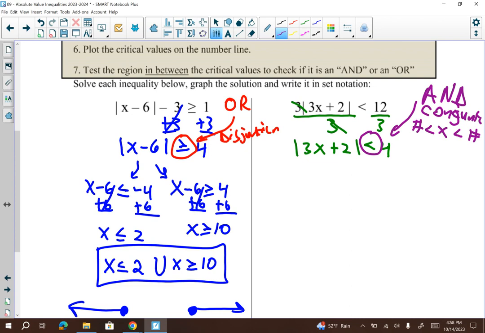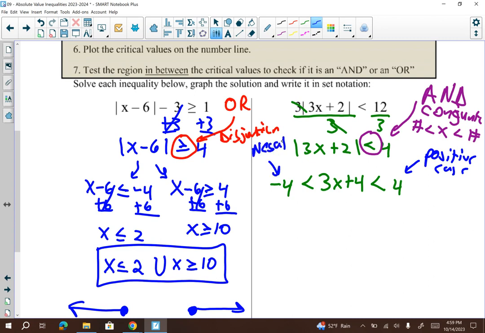So if I'm using that rule, I know it's a conjunction, just start and write it as a conjunction, right? We know we're going to have 3x plus 2 in the middle. Inequality symbols are going to point the same way. And then we're going to have our positive case and our negative case. So right there's our positive case. And then there's our negative case. And now we just solve the conjunction.